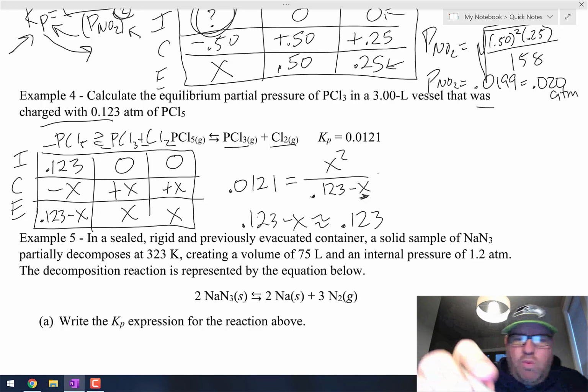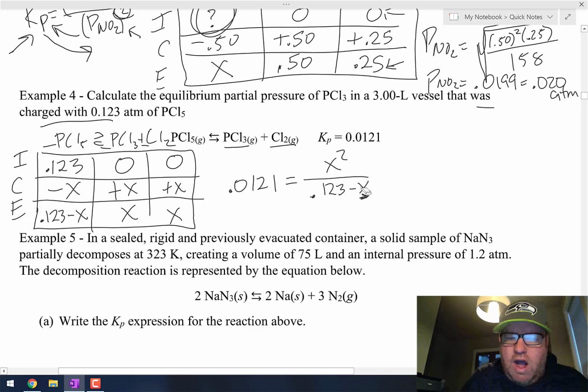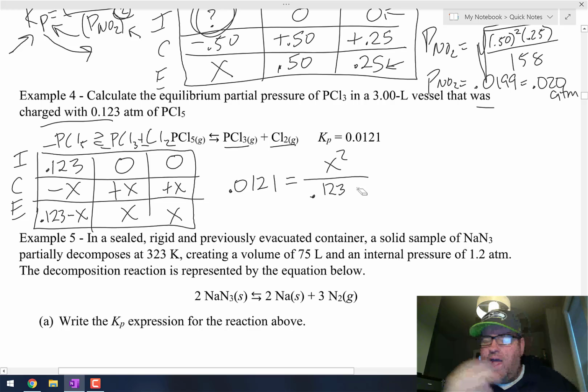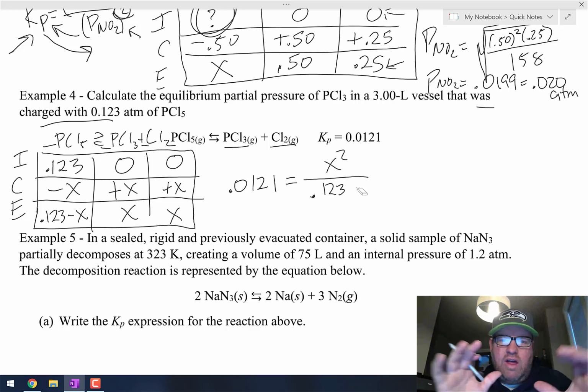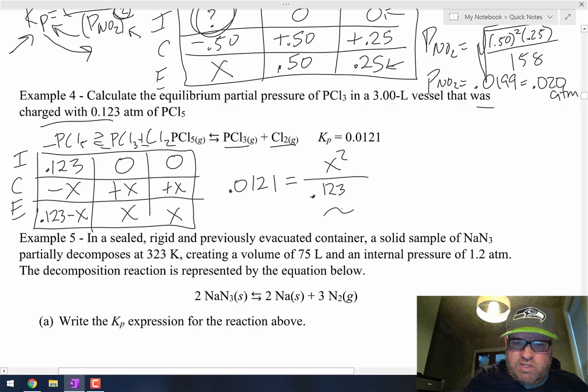So what does that mean? When you get into a situation like this, where you have x squared over a number minus x, 100% of the time you can just take that x out of there. You just say x is going to be really small. Even on the answer key, they will write, assume 0.123 minus x is roughly equal to 0.123, with the little squiggly equal sign. You don't have to show that. You can just take that minus x out of there, and now the math gets way, way easier.